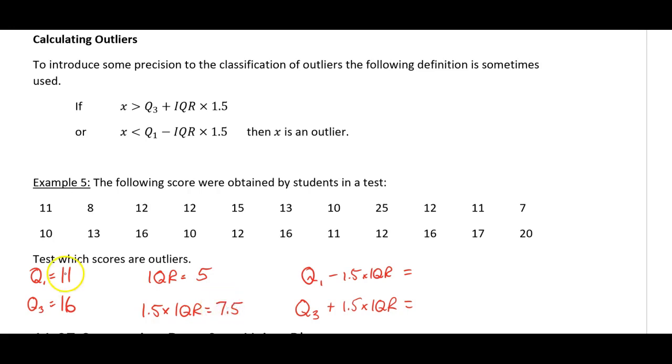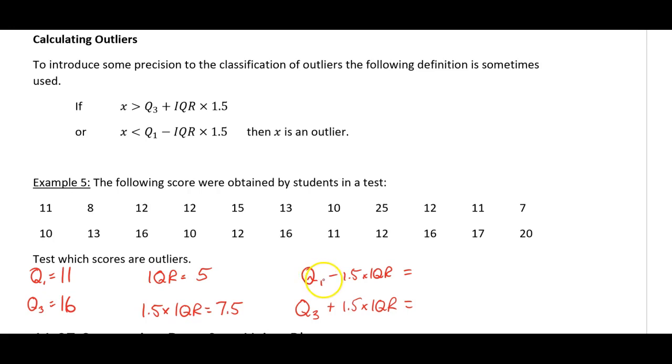Right? Let's just recap that. I found Q1 and Q3 using my calculator in the min-max menu. I find the difference between these two numbers, right? 16 minus 11 is 5, is the interquartile range. That's what IQR is. I multiply 5 by 1.5 to get 7.5, and I use this as a measure, right? I go below the lower quartile and above the upper quartile to work out what our outliers are.